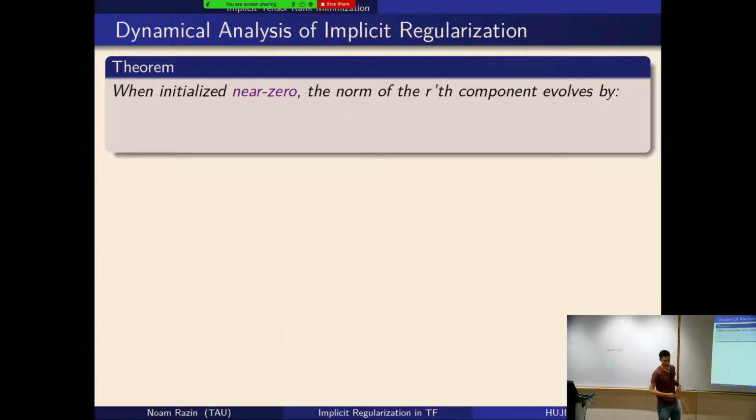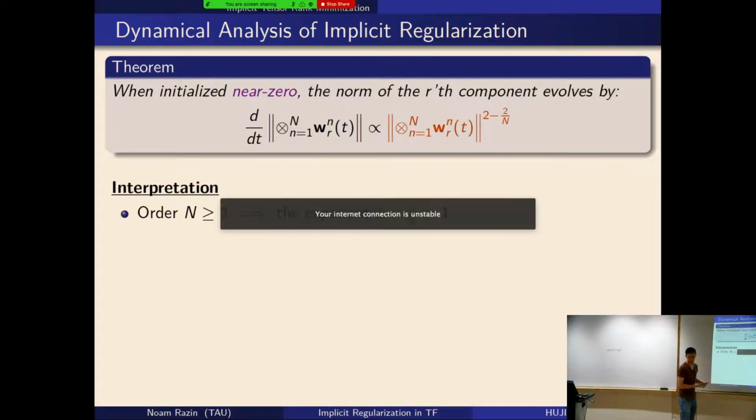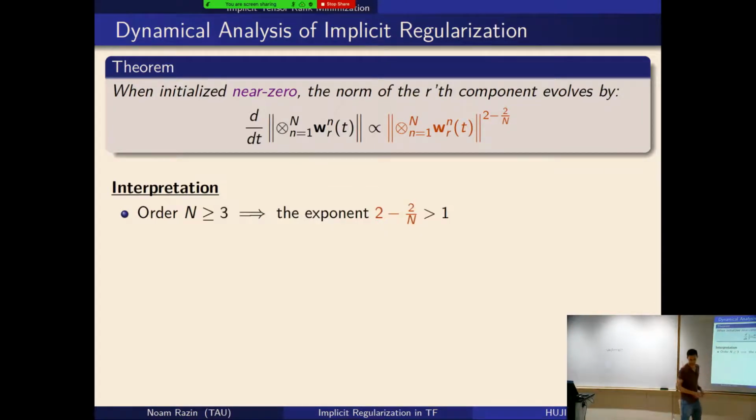So we conducted a dynamical analysis of the trajectories that gradient flow takes, and this is the main characterization. We showed that when we start near 0, the norms of the components of the factorization, each one of them, evolve at a rate that is proportional to themselves to the power of 2 minus 2 over n, where n is the order of the tensor. And recall that since, in our case, n is greater than or equal to 3, that exponent is greater than 1. This has a profound impact on the dynamics.